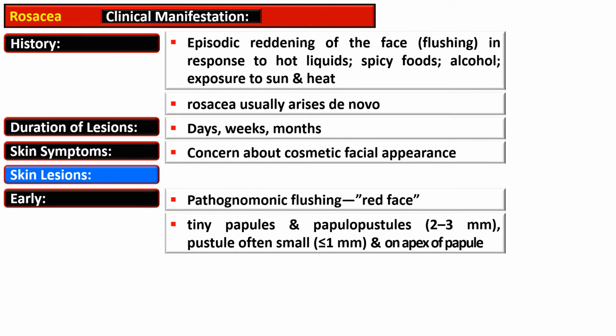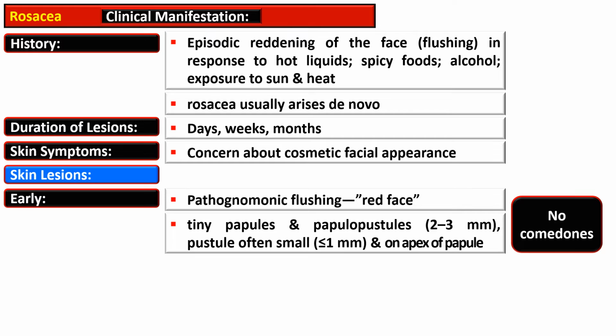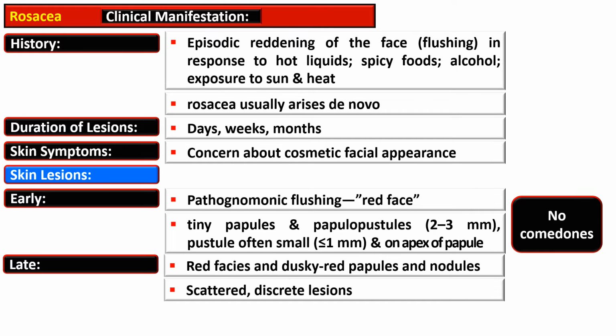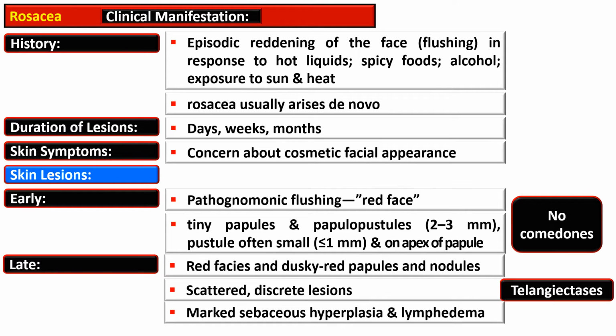The tiny papule and papulopustules that are 2 to 3 millimeter in size. The pustules are often smaller in size and they are less than 1 millimeter in size, and pustules are present on the apex of the papule. They are not associated with the presence of comedones. So comedones are absent in rosacea. The late lesion are red faces and dusky red papules and nodules, and there are scattered discrete lesions and development of telangiectasia. There is marked sebaceous hyperplasia and lymphedema.